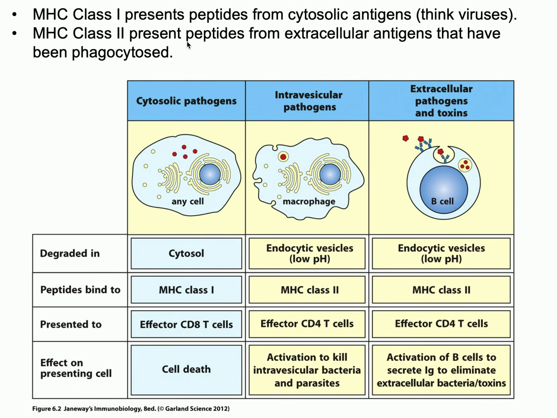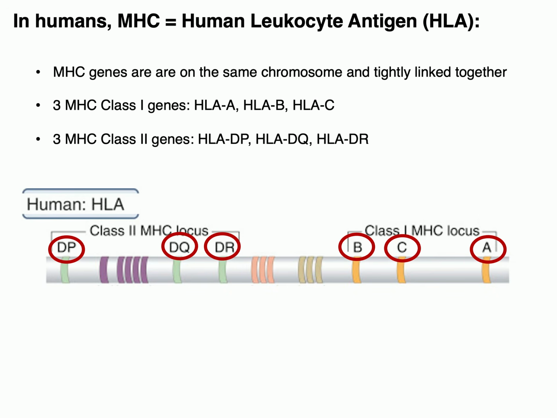MHC class 2 presents antigens that are extracellular and that have been phagocytosed. This includes antigens that are in phagolysosomes or antigens that are taken up by other means of endocytosis. In humans, the major histocompatibility complex is encoded as human leukocyte antigens. So if you see the term HLA, or human leukocyte antigen, that is referring to MHC.